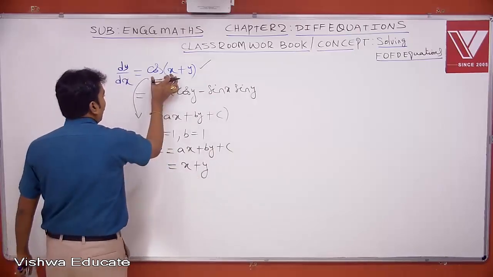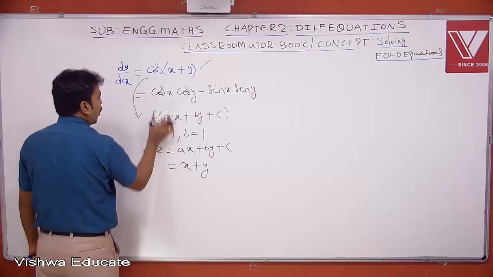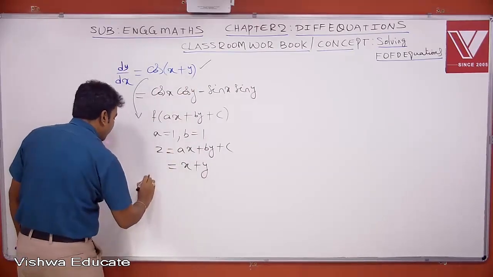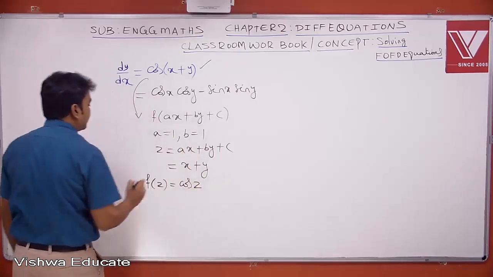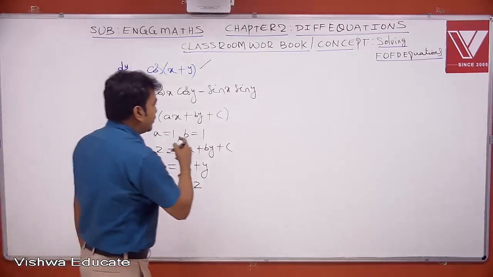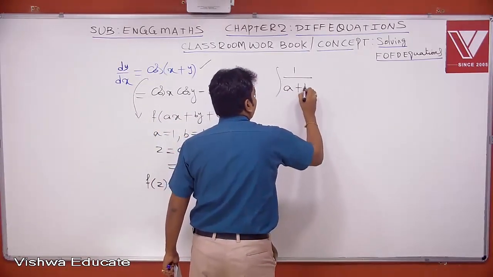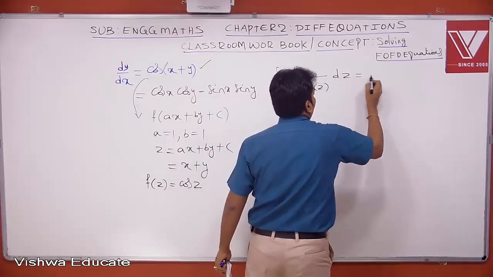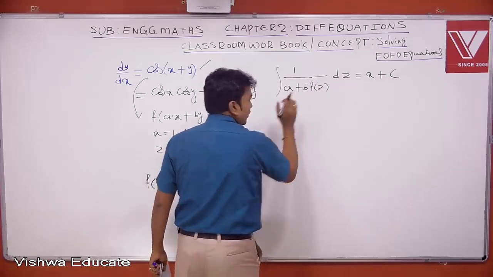So that means I am going to solve this equation by method number 3, that is substitution method. So we take z equal to x plus y, then f of z becomes cos z. Therefore what is the general solution of this equation? Its general solution is given by integral 1 by a plus b into f of z dz equal to x plus c. This is the general solution of substitution method.